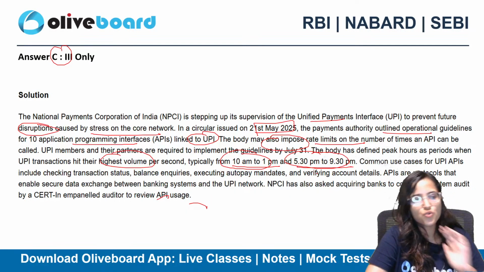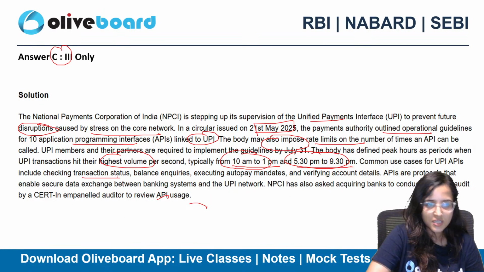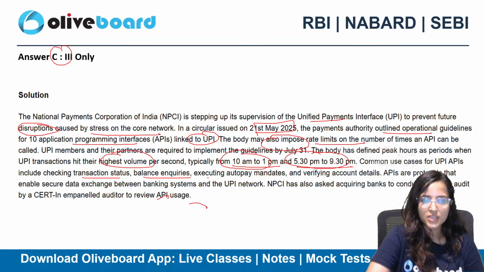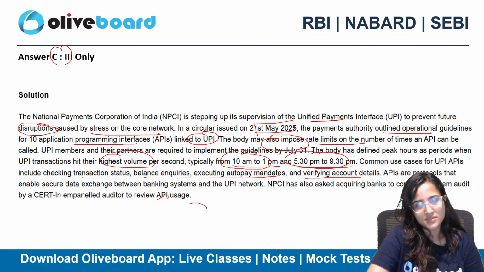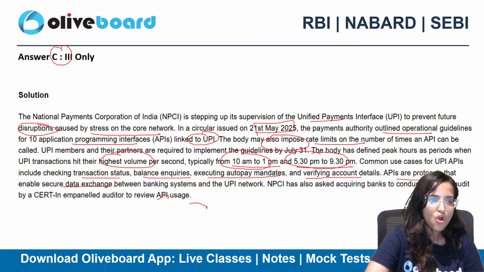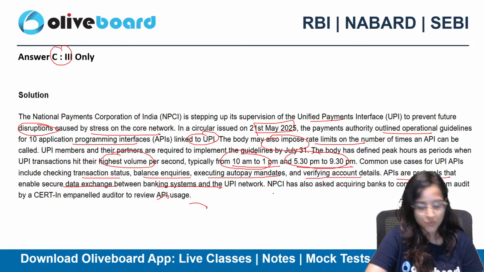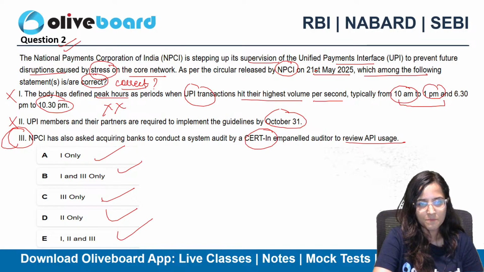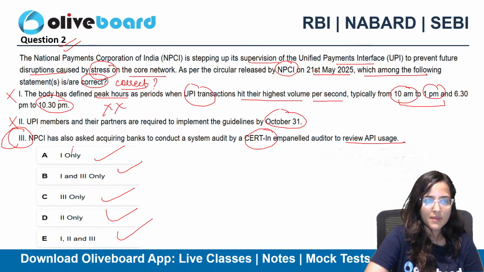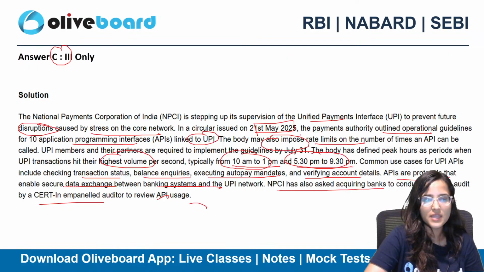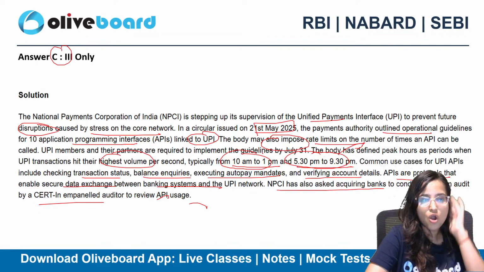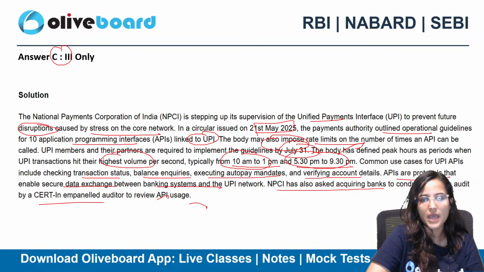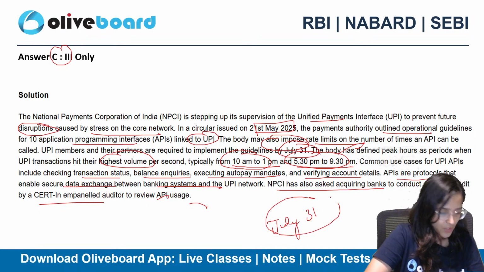Common use cases for UPI APIs include checking transaction status, balance inquiries, executing auto-pay mandates, verifying account details. APIs are protocols that enable secure data exchange between banking systems and the UPI network. NPCI has also asked acquiring banks to conduct a system audit by a certain impaneled auditor to review API usage. So the guidelines are not to be implemented by October 31, but by July 31.